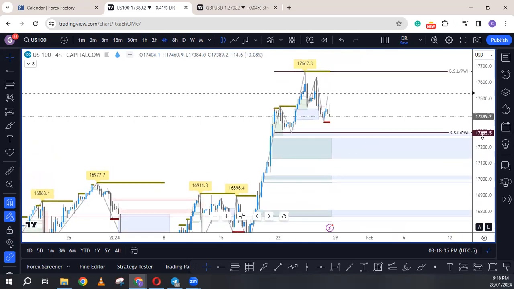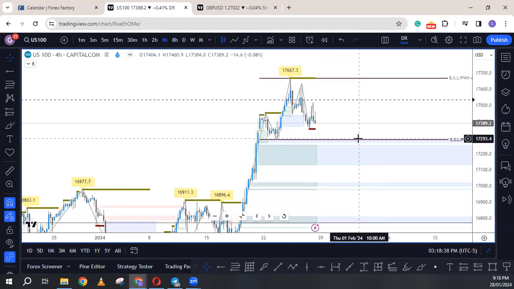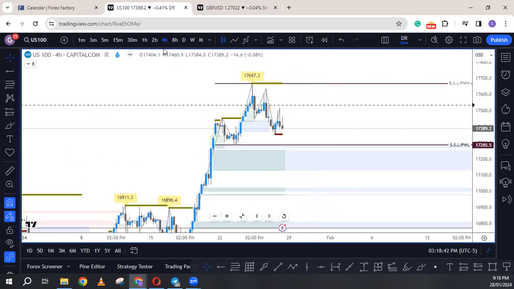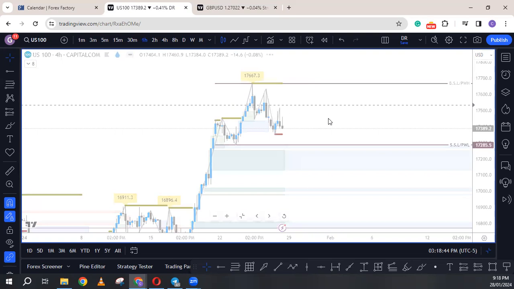If I pull back my annotations, this level here is the previous week's low. So two things that might play out. Let me drop to the 1 hour. If I drop to the 1 hour, we might.